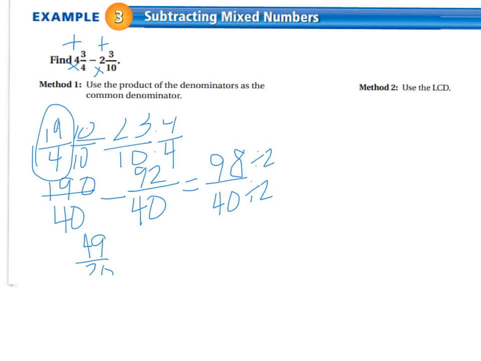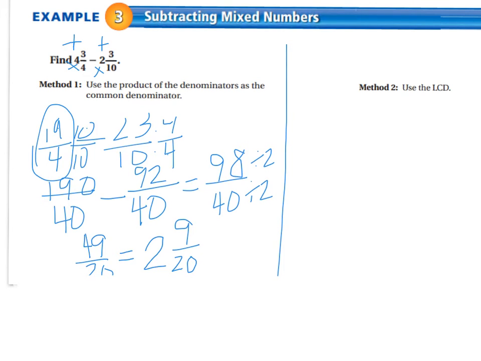And then I would like to get that back into a mixed number. So in order to do that, how many 20s are in 49? There are 2. 2 times 20 is 40. And then I would have 9 left over. So 2 and 9 20ths would be my answer with that method.